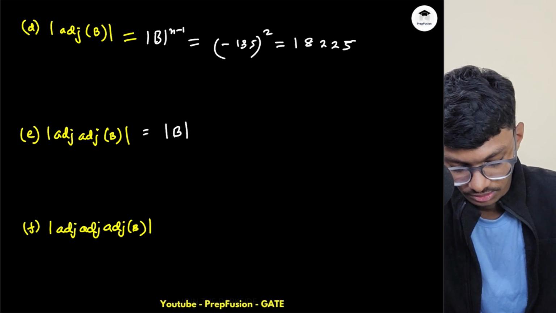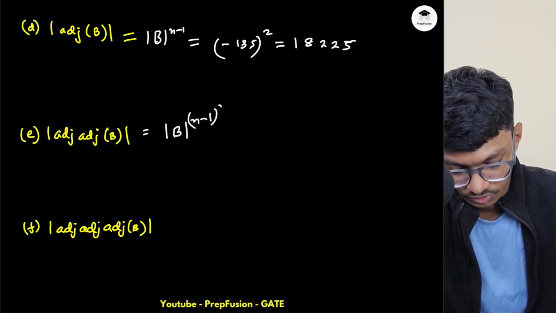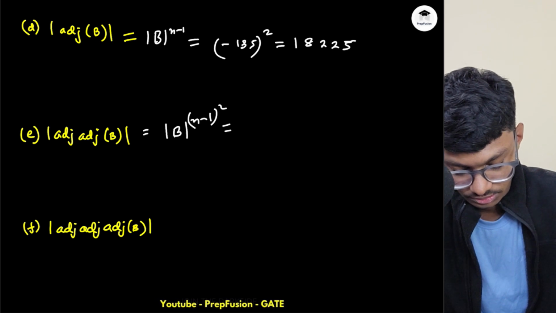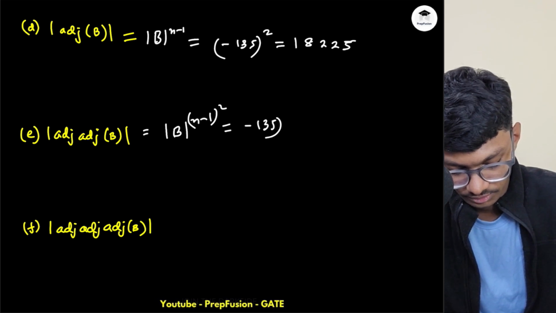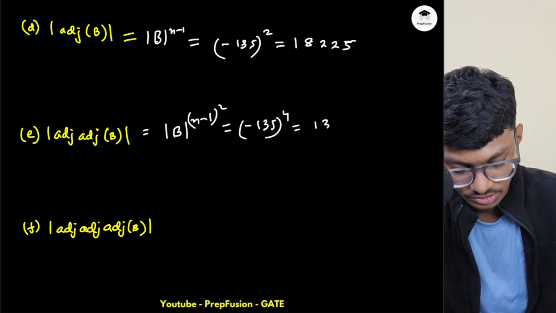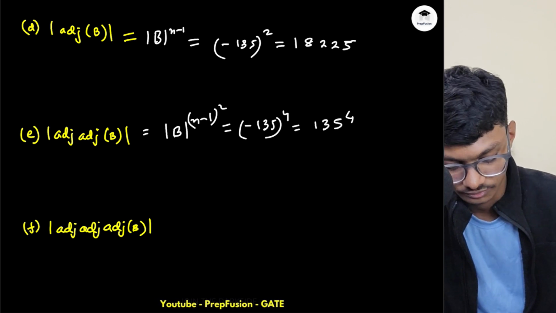Okay, now next is determinant of adjoint of B. So this will be n minus 1 whole square. So this is like minus 135 raised to the 4. I won't solve it because this will be a very big number, which is of no use to us.